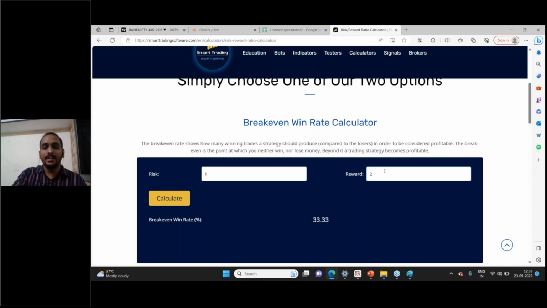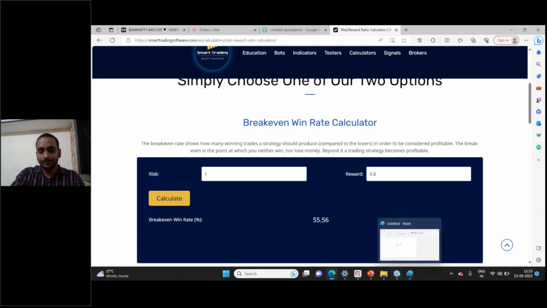If my risk is one and my reward is one, then you need a 50% accurate system. And if I make the reward 0.8, then you need a 55% accurate system. So we will be designing a trend following system which has a lower accuracy, and we will look at how it still makes money for us.